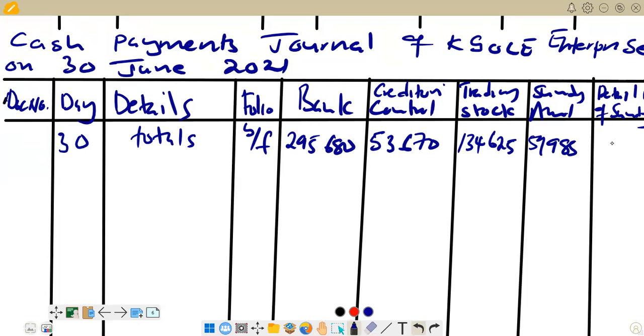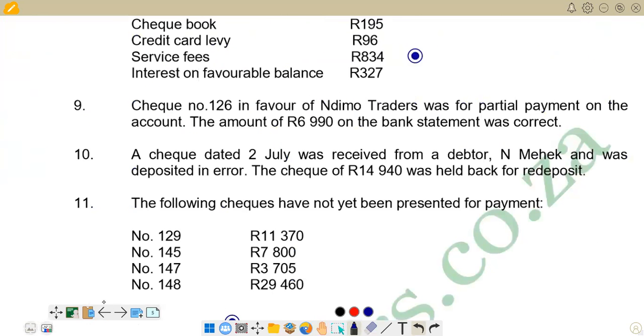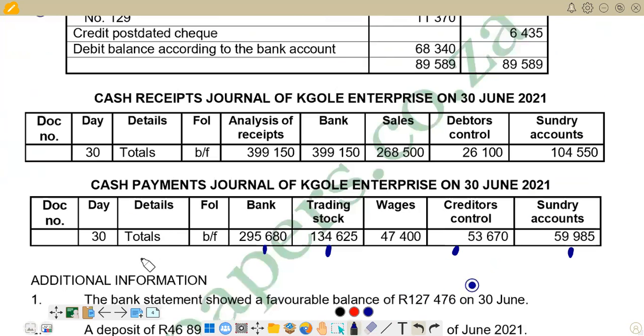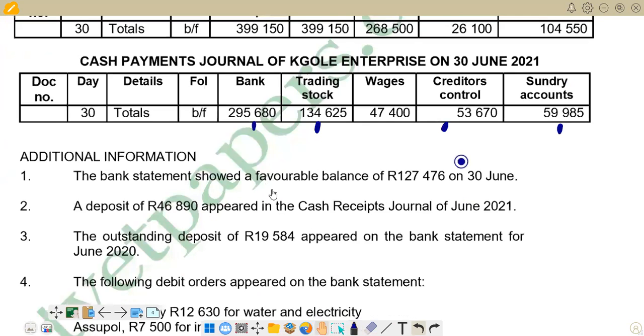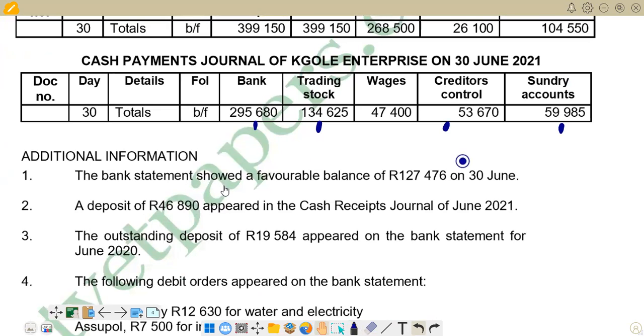So these are the opening balances that we have. And then we can move on to the transactions, checking which journal is being affected. Then we post to the journal that is being affected. We start from the beginning of the information that we are given, from additional information 1. Additional information 1 reads: the bank statement showed a favorable balance of 127,476 on 30 June 2021. It is very important to take note that this balance is going to be transferred to the bank reconciliation. So this is what we have.